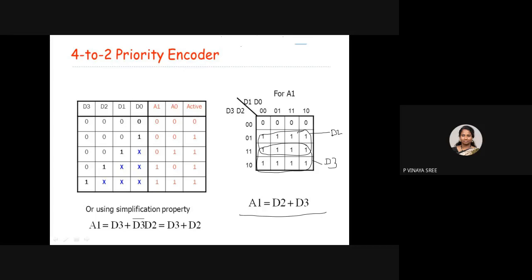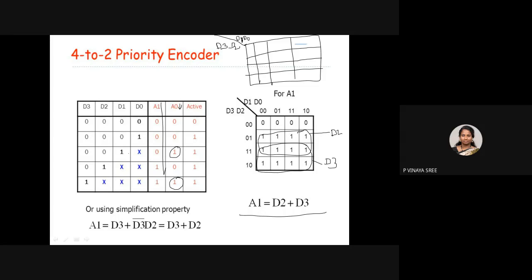Now the same I don't want to show for A0. Let me complete here. Now I completed for A1. Now I need to do it for A0. Can anyone tell me where I have to place ones? See, this is completed. Now I have to check A0. In this, we have one here, we have one here.